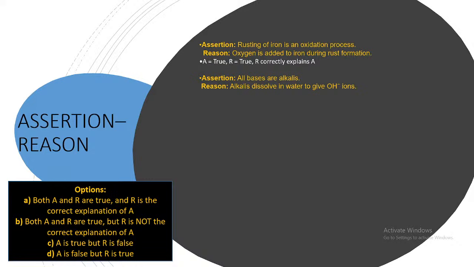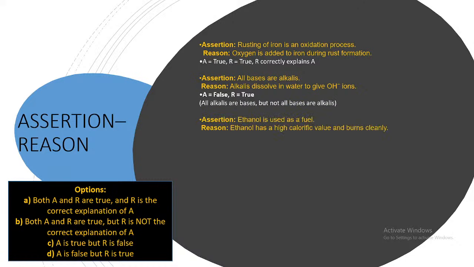You see the first statement, all bases are alkalis. Is it true? What are alkalis? The bases which dissolve in water are called alkalis, right? So are all bases alkalis, or are all alkalis bases? So the first statement is wrong. All bases are not alkalis. All alkalis are bases, so it should be the other way around. And the reason, alkali dissolves in water to give OH minus, is correct. So option D will be the correct one, not B. A is false, R is true. Let's move to the next one.